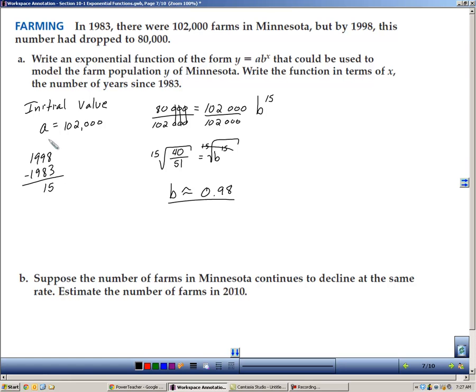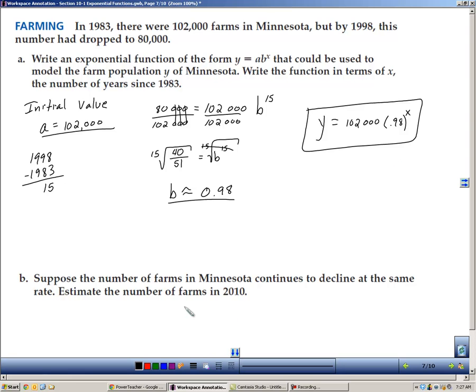So I have my b, I have my initial value, which is my a, so now I can write my exponential function. y equals 102,000 times 0.98 to the x power. And x represents the number of years since 1983. So there's my exponential function.